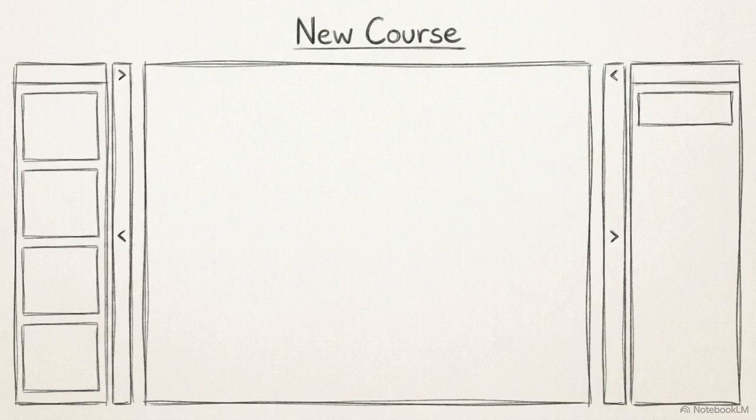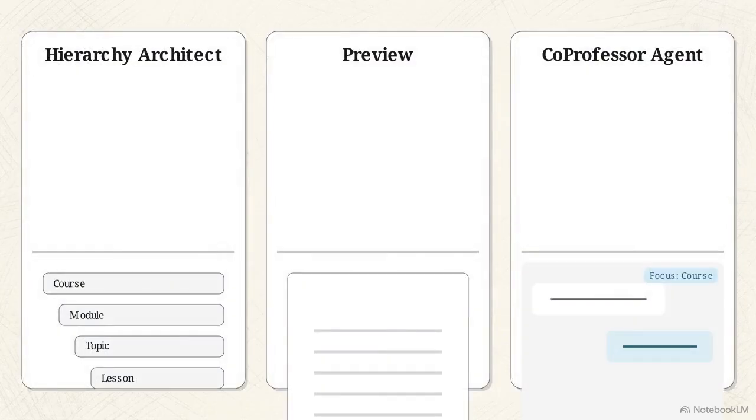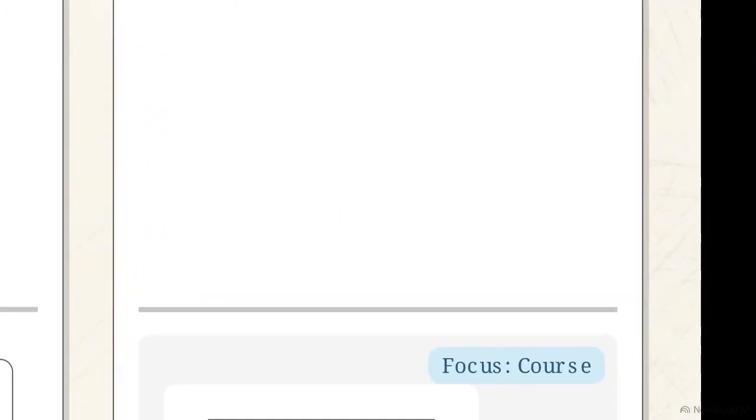Create a new course shell and enter the Creator Console. The Creator Console splits your workspace into 3 vertical panels: Hierarchy Architect on the left, Preview in the center, and Co-Professor Agent on the right. In the Agent panel, simply attach your syllabus PDF by dropping it directly into the conversation.